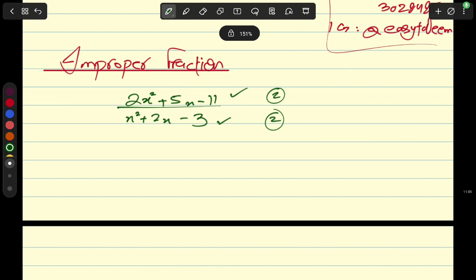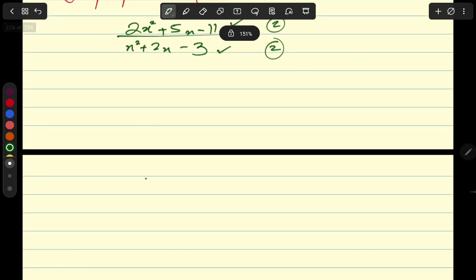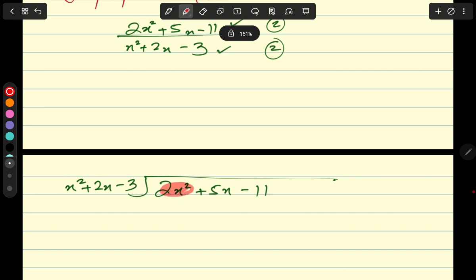Okay, now if I do a long division on this, I put the numerator inside the long division, 2x squared plus 5x minus 11, and I put x squared plus 2x minus 3 outside of it, and now I try to divide it. So I divide this by this, so I get a 2.